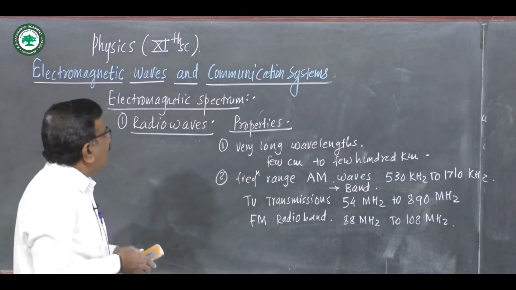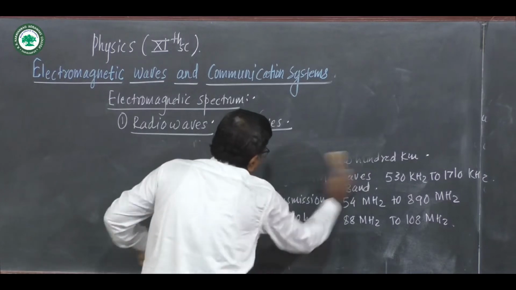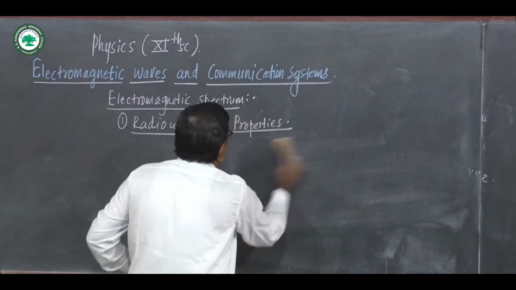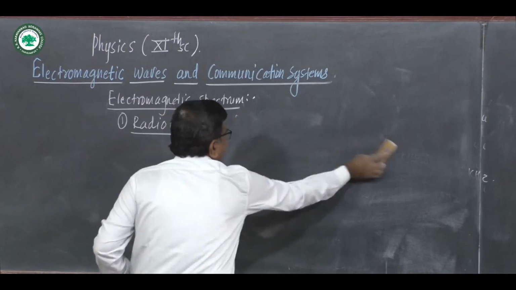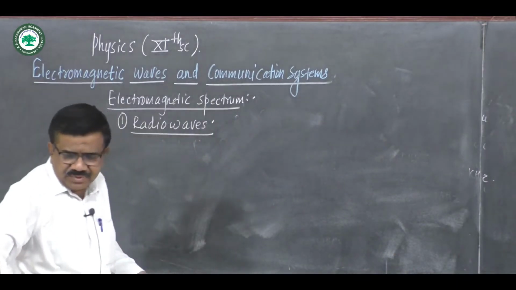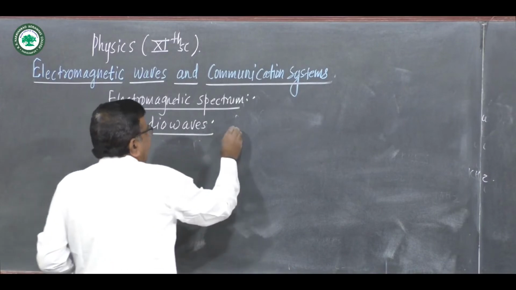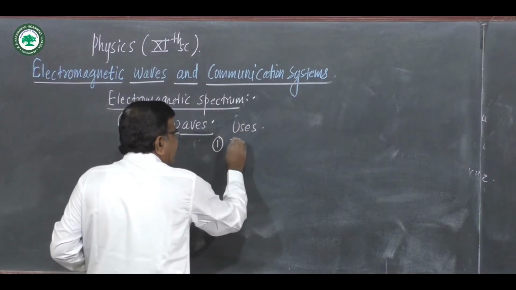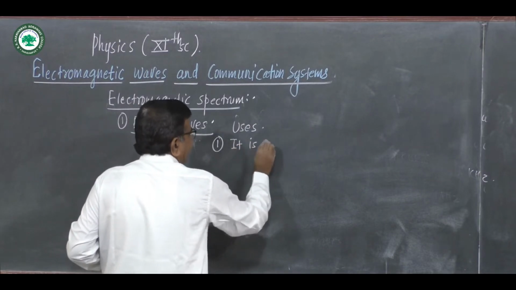So these are some properties of these radio waves. Now we see uses of these radio waves. First main use is, it is used in wireless communication.